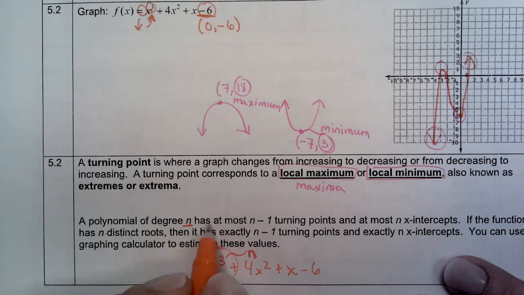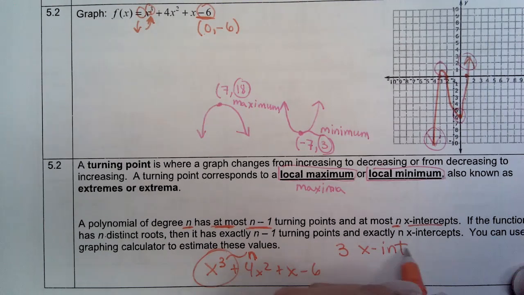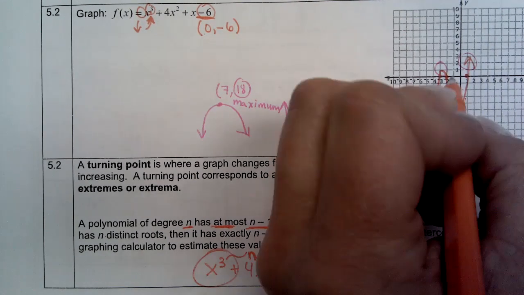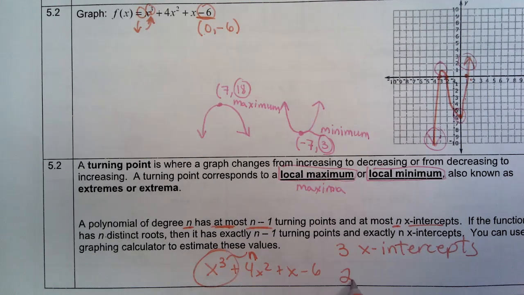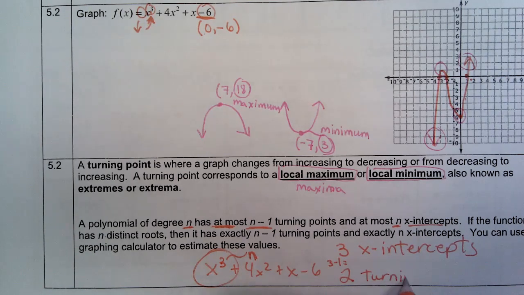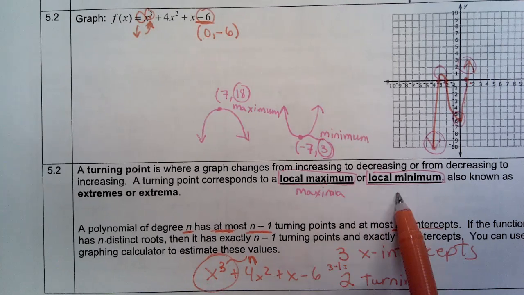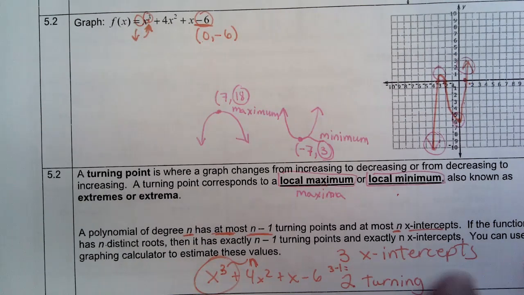A polynomial can have at most this many turning points and at most that many x-intercepts. In other words, this one can have 3 x-intercepts at most. So you see here, 1, 2, 3 x-intercepts. And it can have at most 2, because that's 3 minus 1, turning points. In other words, local maxima or minima. And we're going to use a graphing calculator to estimate these values.